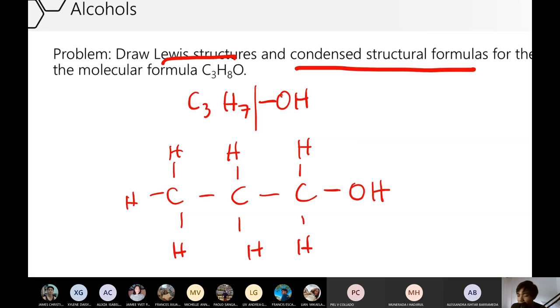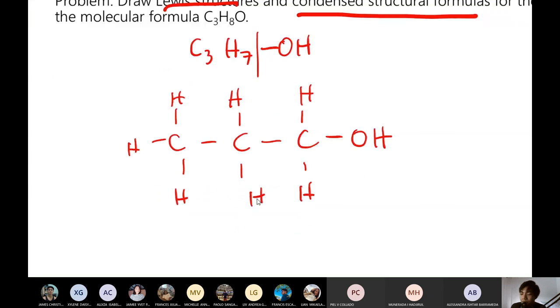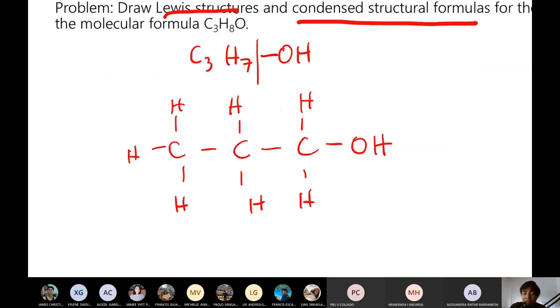Ngayon, paano yung condensed structural formula? Paano ginagawa yan? Ganito lang. You start from the end, mula sa left. Dito ka mag-start, siyempre, sa carbon. So, paano sinusulat yung condensed structural formula? Start ka sa left na carbon. So, yan. Sulat mo ang carbon.